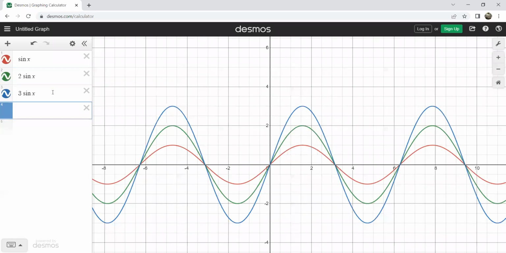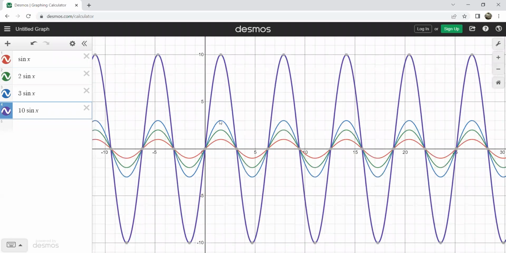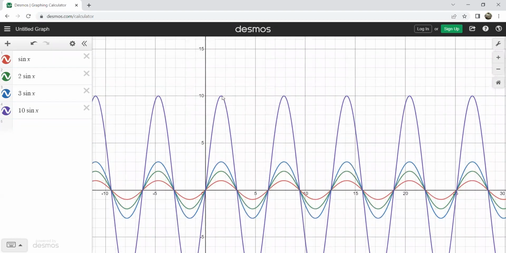The maximum value of 10 sine x is 10. Take a look at this. Take a look at the behavior of your graph as you multiply your graphs by whole numbers. Sine x, 2 sine x, 3 sine x, 10 sine x.